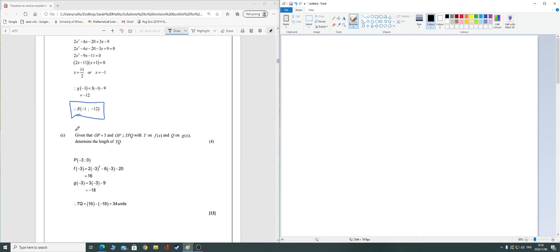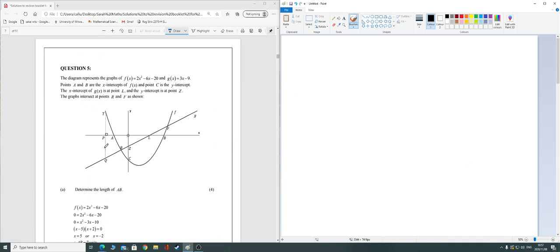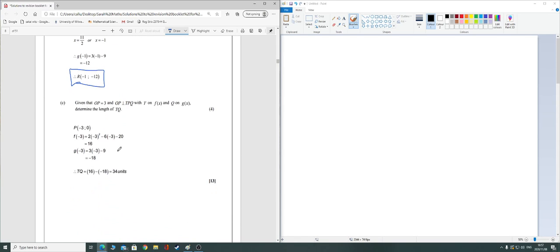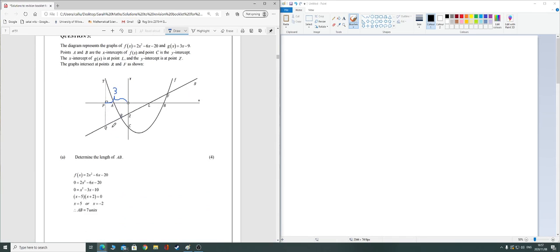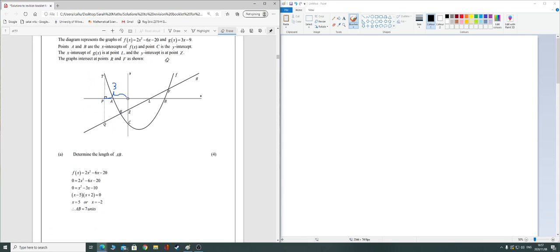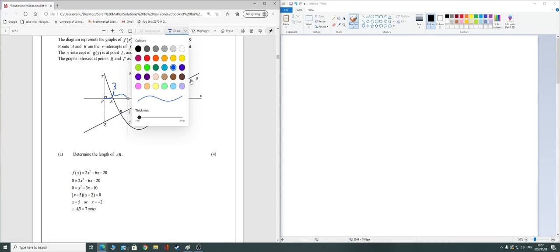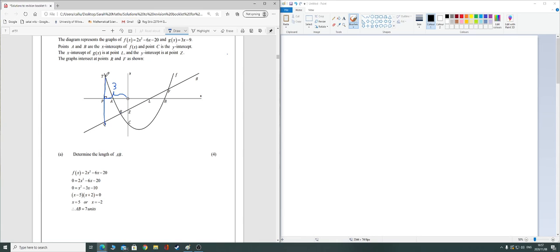Okay. Given that OP equals 3, okay, so O is at the origin, that's what they mean when they talk about O. So what we know is that this distance here is 3. Given that OP equals 3, and OP is perpendicular to TPQ. Perpendicular means that there's a right angle, which there is. We can see it there, it's 90 degrees. TPQ is just a line. It's just this line here.